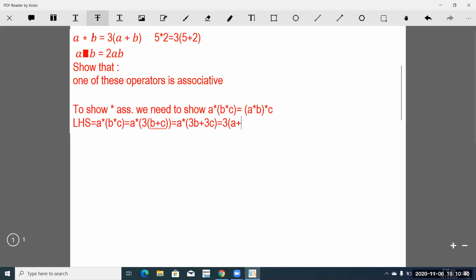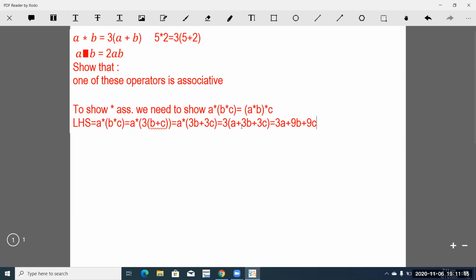So now you're replacing your A star 3B plus C. You replace your A with A, and then you replace this B with 3B plus 3C. So it becomes 3 times A plus 3B plus 3C. All right, so it's 3 times A plus 3B plus 3C. And all of this simplifies to be 3A plus 9B plus 9C. All right, and that is A star B star C.